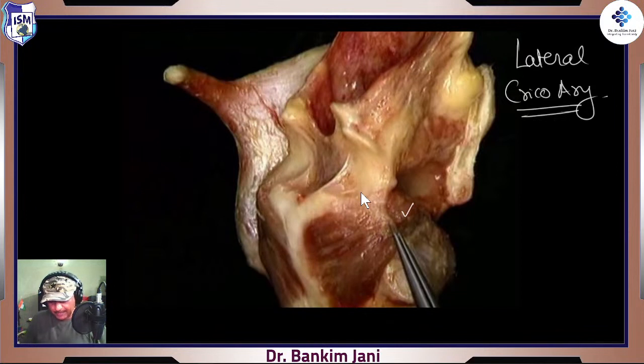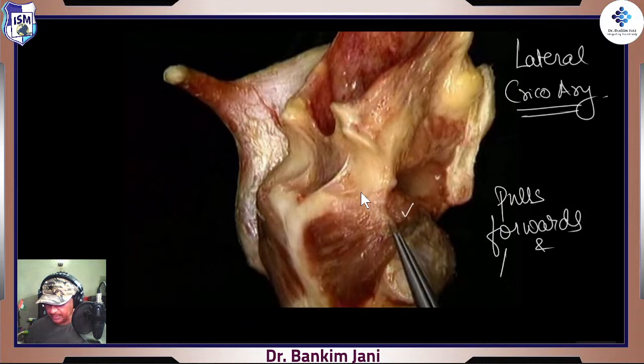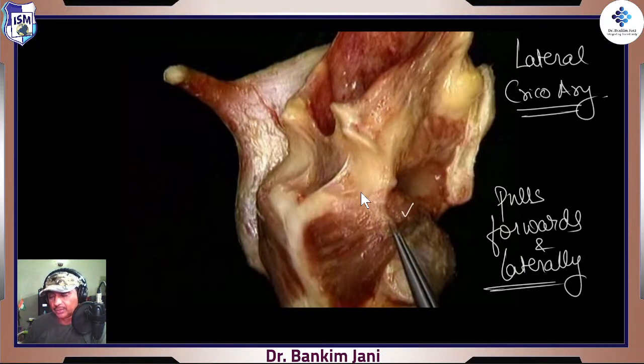When that contracts, again, we said it is the muscular process that will be affected. Here it pulls forward, and since it is laterally situated, it pulls forward and laterally. This is about the lateral cricoarytenoid. So the cricoid is fixed and it pulls. Whom is it pulling? The muscular process.